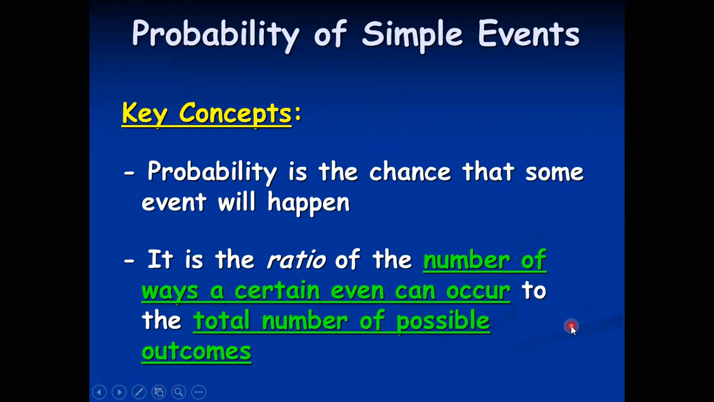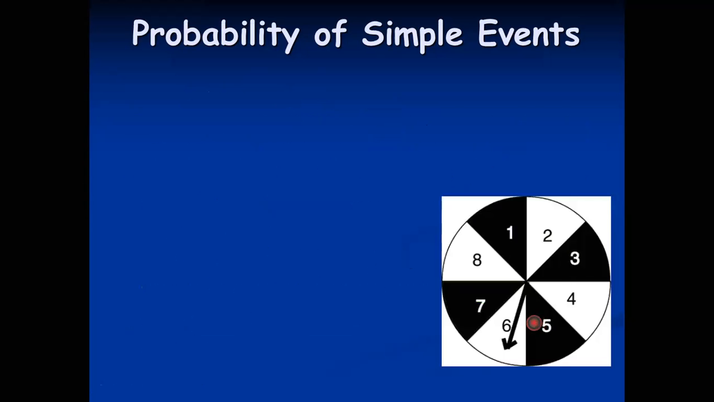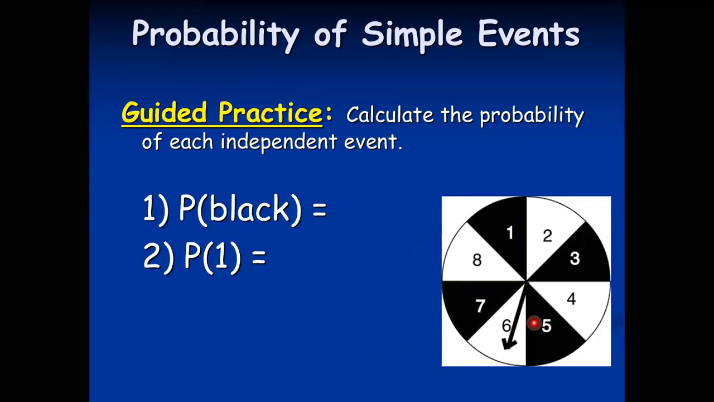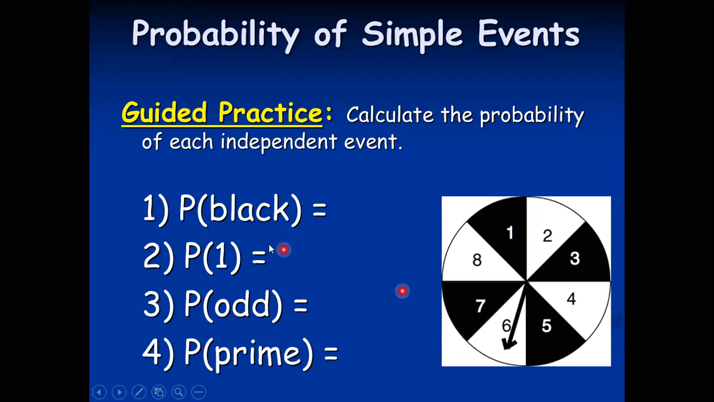So basically, there are some key concepts. Probability is the chance that some event will occur. It's the ratio of the total number of ways that an event can occur to the total number of possible ways that are likely to occur. Probability of picking black, probability of one, probability of an odd number, and probability of a prime number.